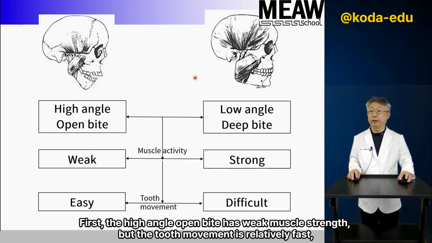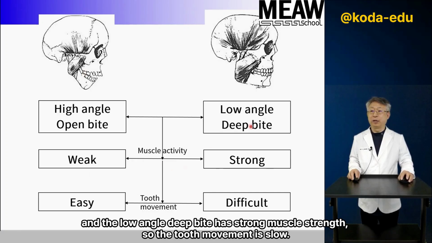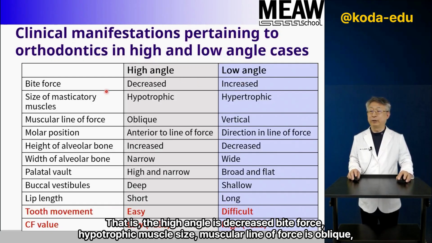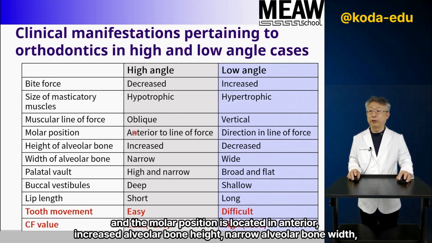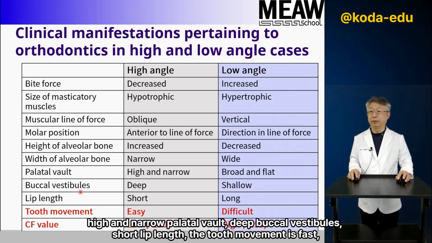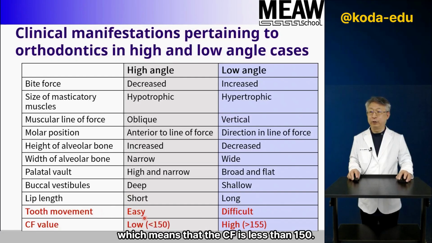First, the high angle open bite has weak muscle strength, but the tooth movement is relatively fast. And the low angle deep bite has strong muscle strength, so the tooth movement is slow. That is, the high angle has decreased bite force, hypertrophic muscle size, muscular line of force is oblique, and the molar position is located anterior, increased alveolar bone height, narrow alveolar bone width, high and narrow palatal vault, deep buccal vestibules, short lip length, and the tooth movement is fast, which means that the CF is less than 150.